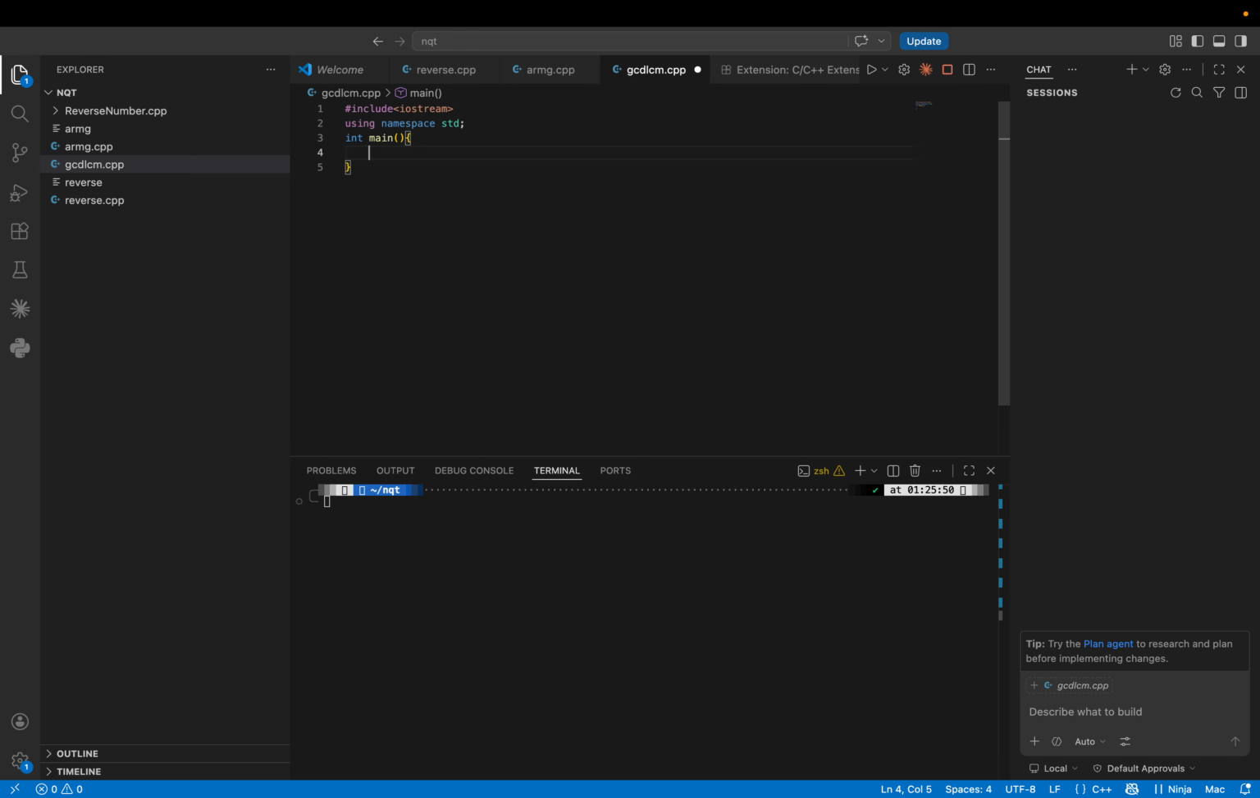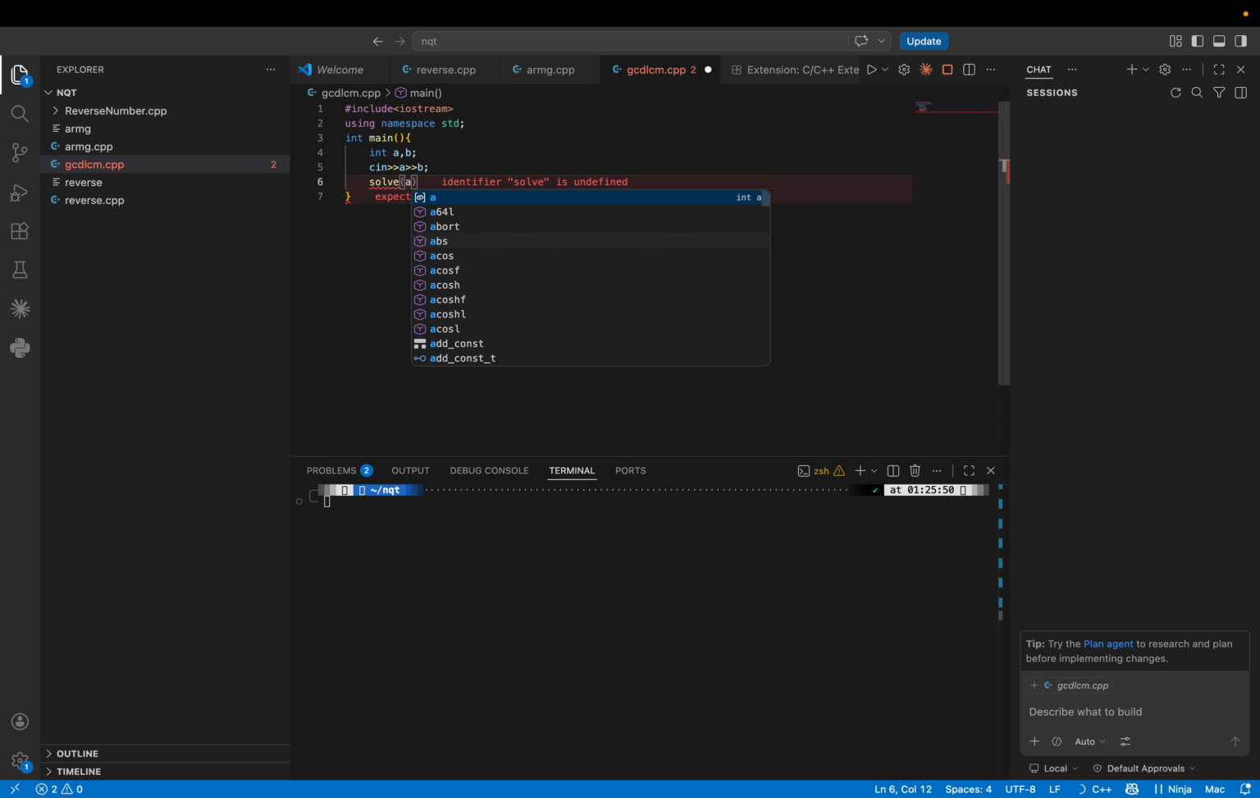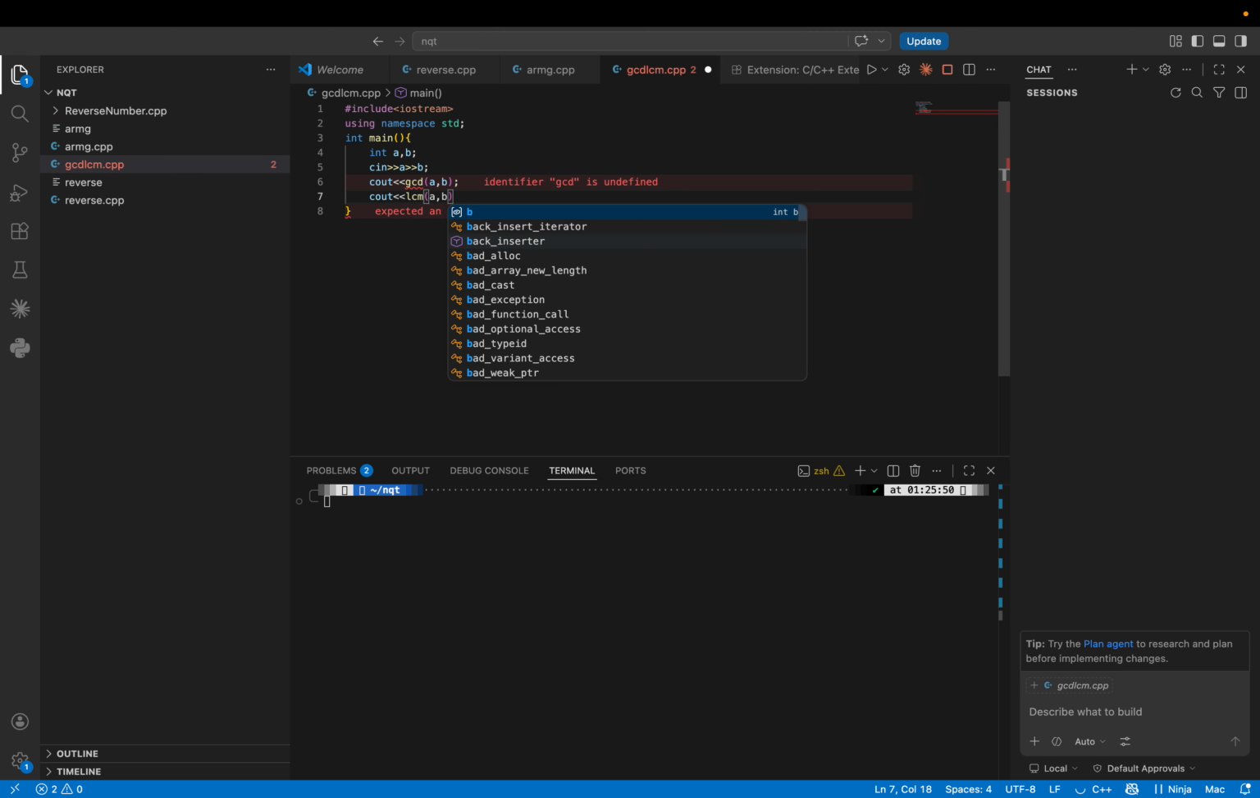This is about GCD LCM, so we obviously find it for some numbers. I will say a and b in this case. Int a, b, I will take the input of both a and b. Then I think I should be a bit more specific. For GCD of a and b, we will do this, and for LCM of a and b, we will do this.